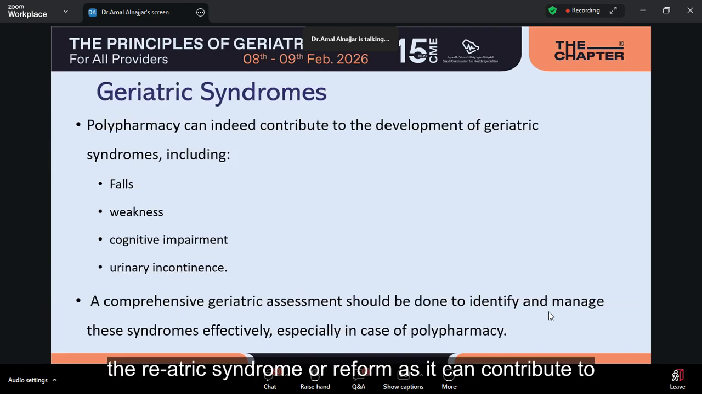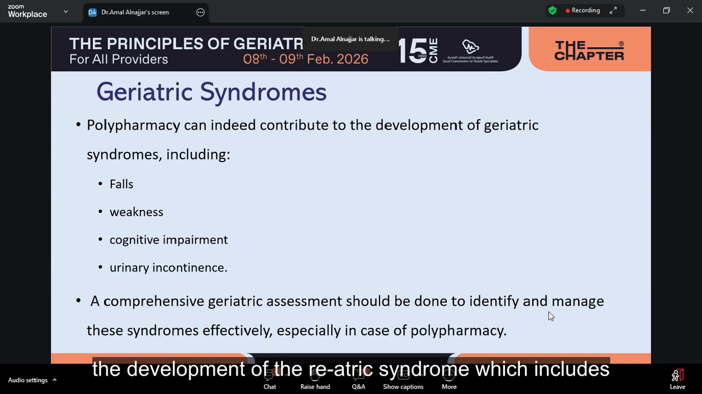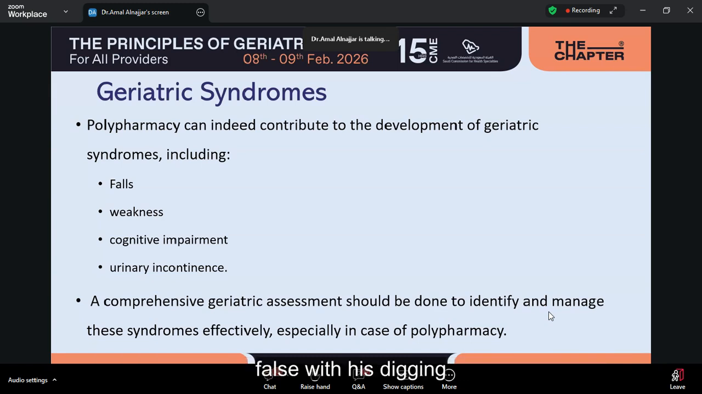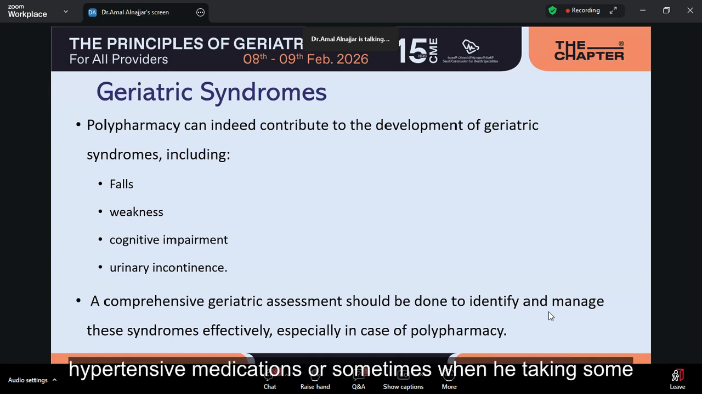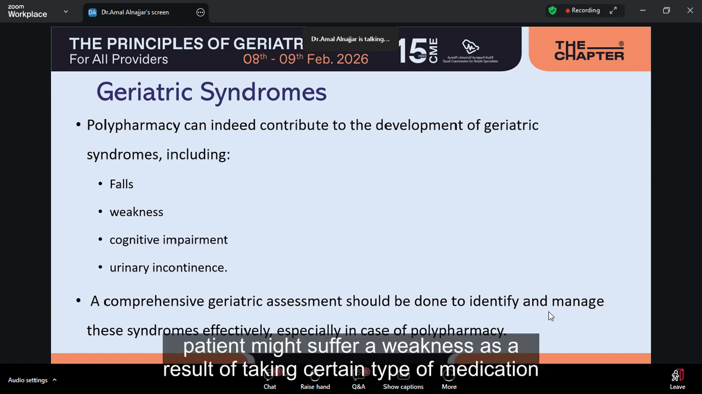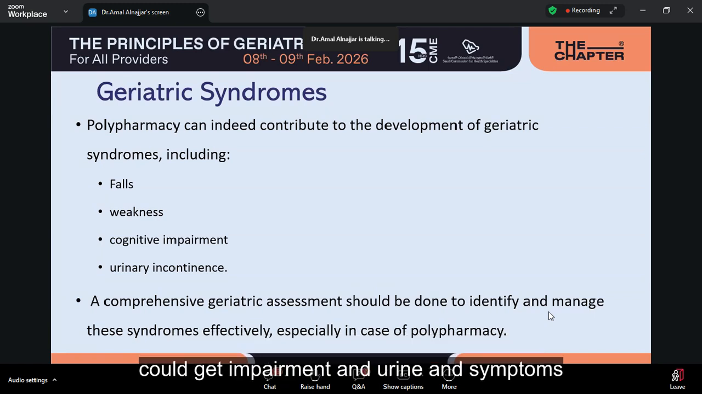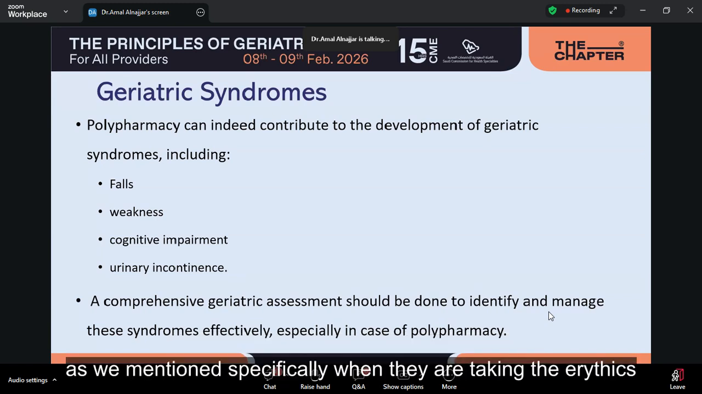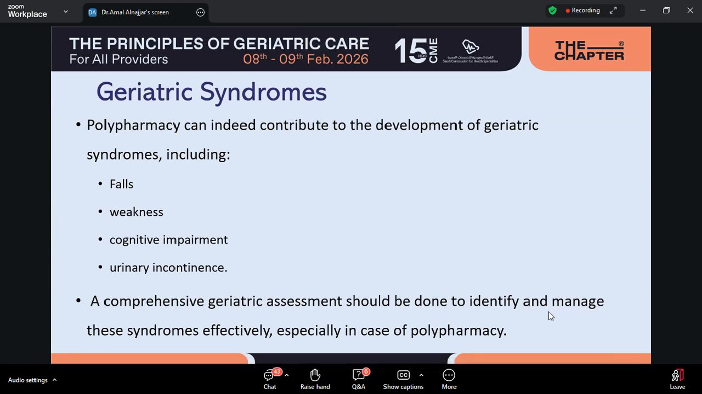Also, geriatric syndrome. Polypharmacy can contribute to the development of geriatric syndrome, which includes, as we mentioned, falls, when he's taking hypotensive medications, or sometimes when he's taking some alpha blockers for prostate enlargement. This might also cause falls. The patient might suffer from weakness as a result of taking a certain type of medication, cognitive impairment, and urinary incontinence, as we mentioned, specifically when they are taking diuretics.